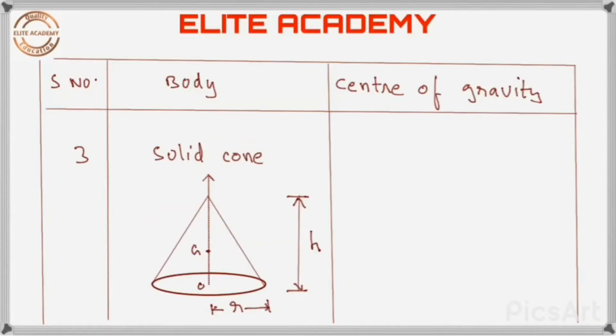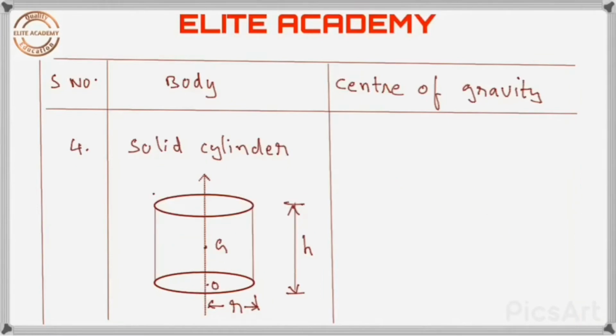This is a solid cone of base radius r and height h. G is its center of gravity. O is the center of the base. So OG is equal to y bar is equal to h/4, where h is the height of the cone. So this is the center of gravity of solid cone. This is solid cylinder of base radius r and height h. Its center of gravity lies exactly at the center of the cylinder along its axis. It is given by y bar is equal to OG is equal to h/2.